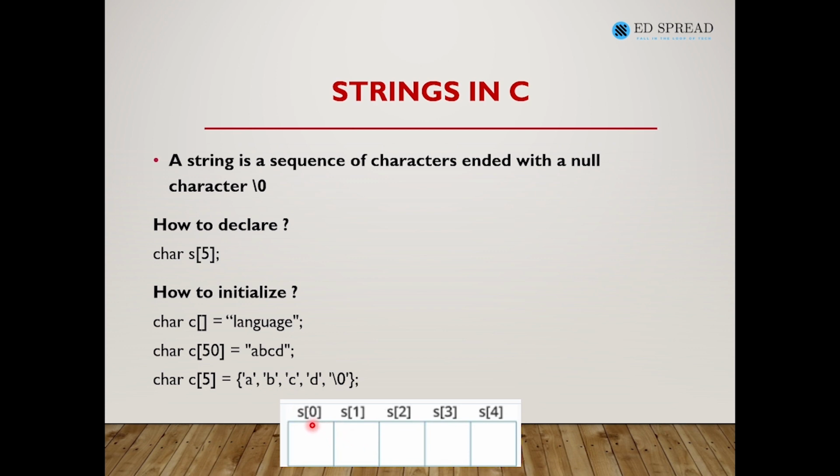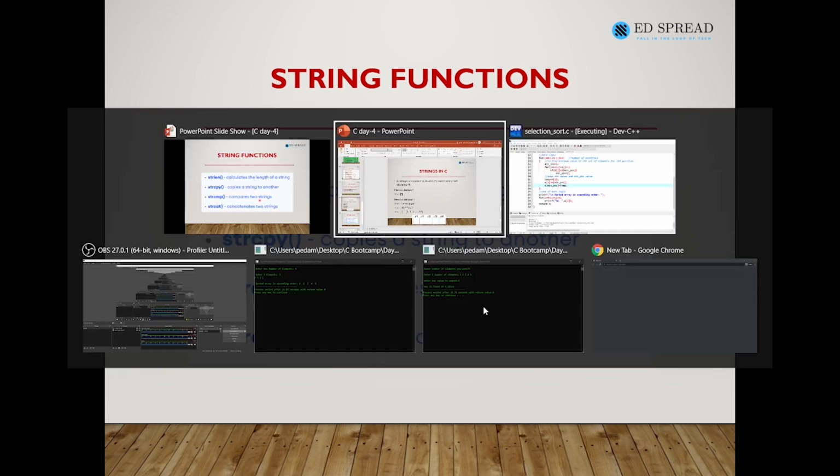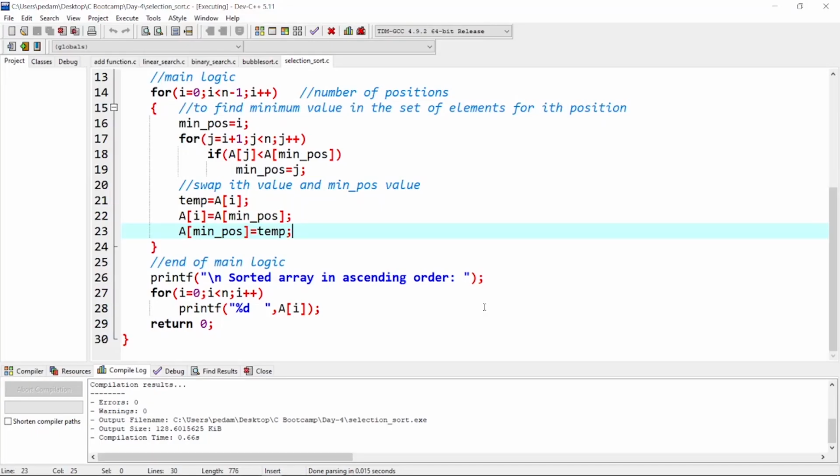As it's a string, it should be s[0], s[1], s[2], s[3], and s[4]. Now we are going to use the word string itself, not a character array. We can use these methods. One method gives the length of the string, another copies one string to another, strcmp compares two strings, and strcat concatenates two strings. Now, once we have understood this part, let's do a simple program in C.